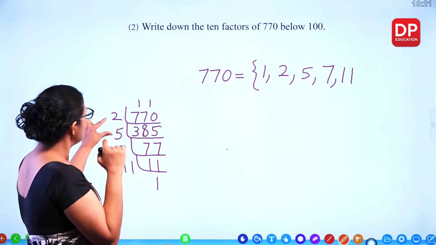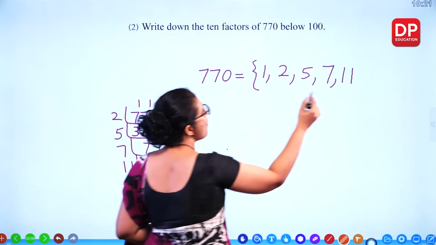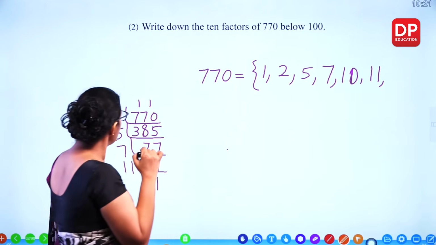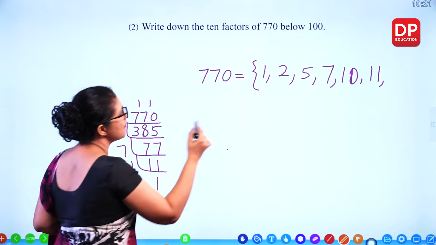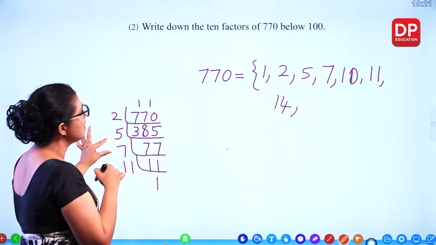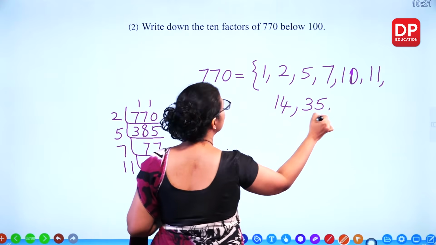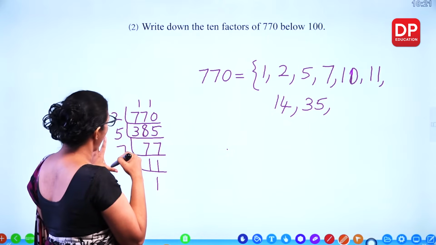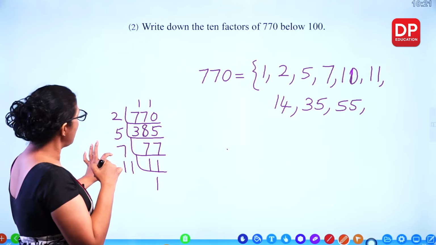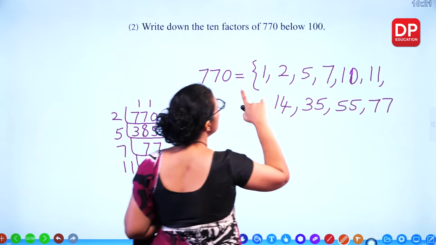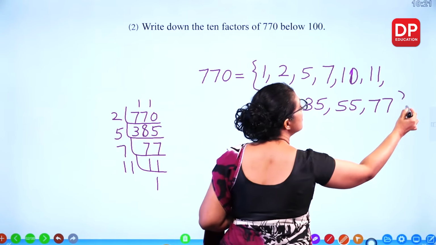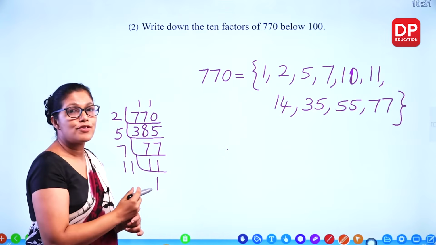What else? Then 5 times 2, 10. Yeah, first I'll write 10 and then 11. 7 times 2, 14. Then 7 times 5, 35. Then 55, 11 times 5. What else? 7 times 11, 77. Do we need more? 1, 2, 3, 4, 5, 6, 7, 8, 9, 10. You need 10 factors. So those are the 10 factors less than 100.